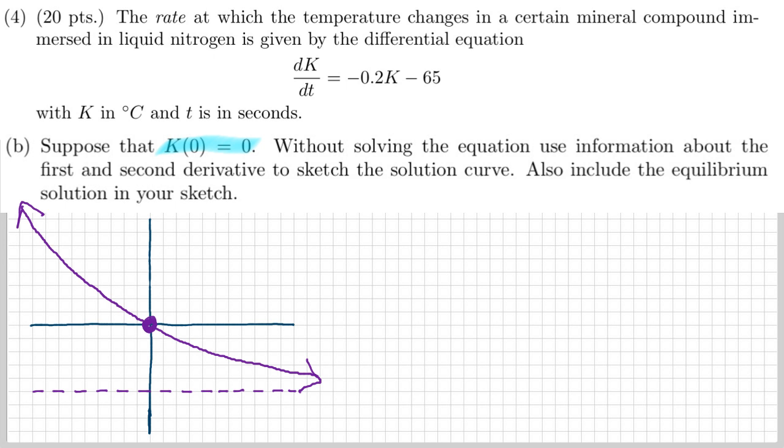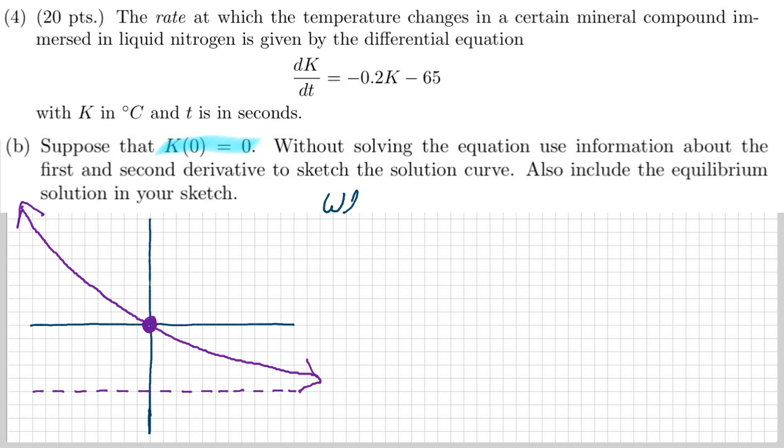And so, like I said, it makes sense in terms of the context that this is a stable equilibrium solution. And so we want to draw a curve that's approaching the equilibrium solution as t tends to infinity, and it has to go through our initial condition, k of 0 equals 0. And so I think it's going to look that way, but I still need to verify using the first and second derivative that it does.